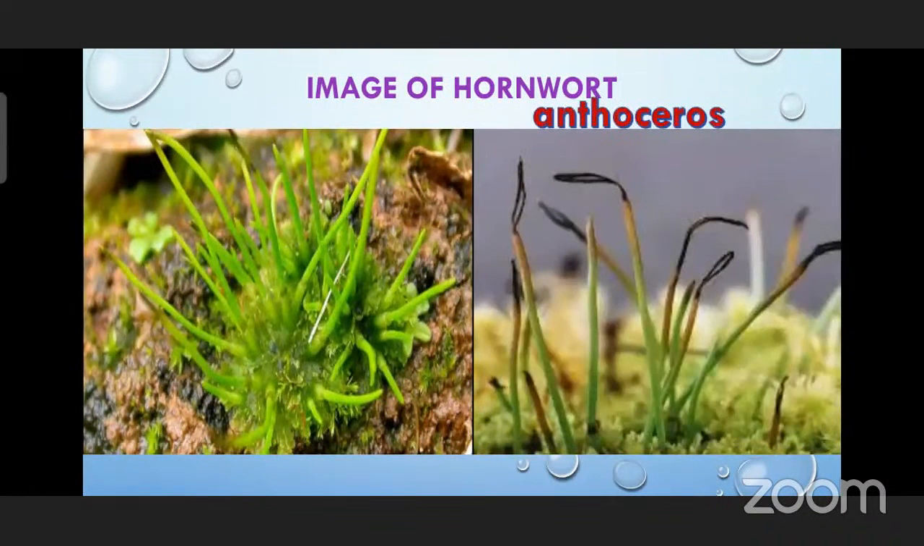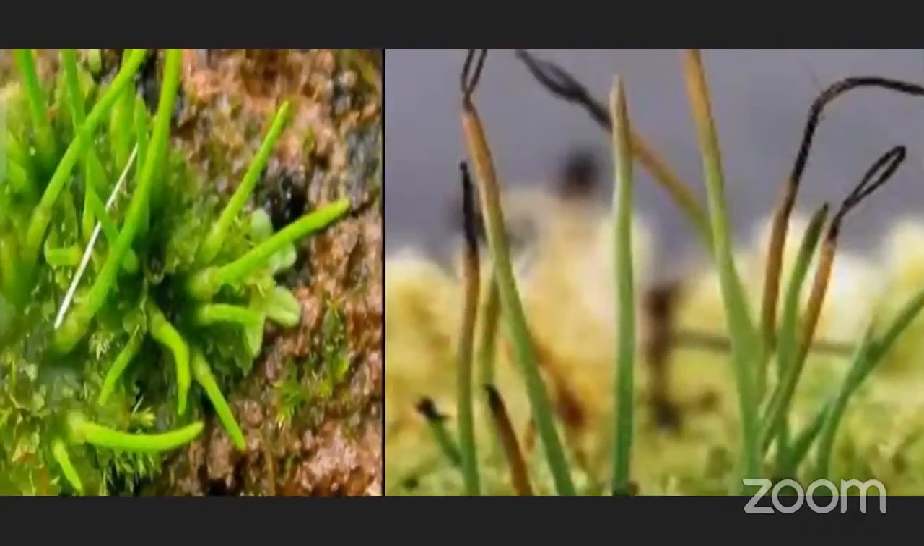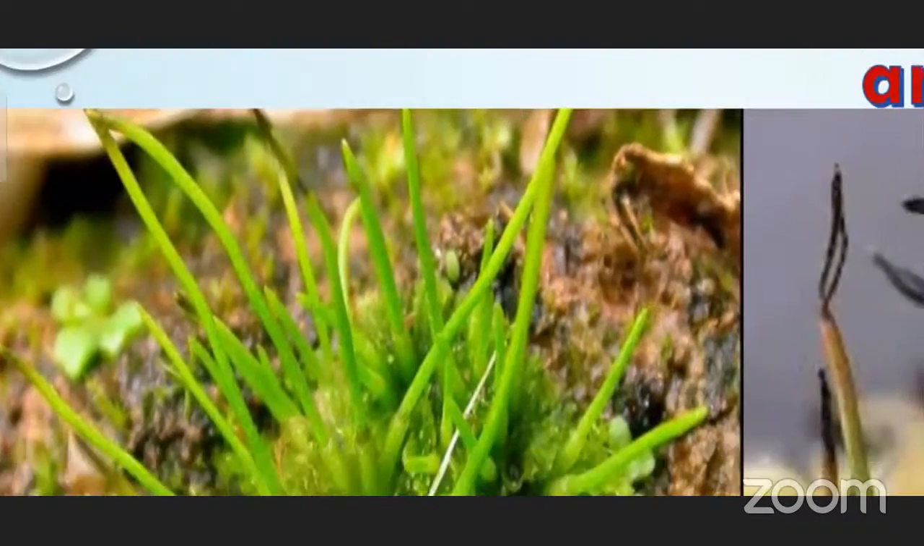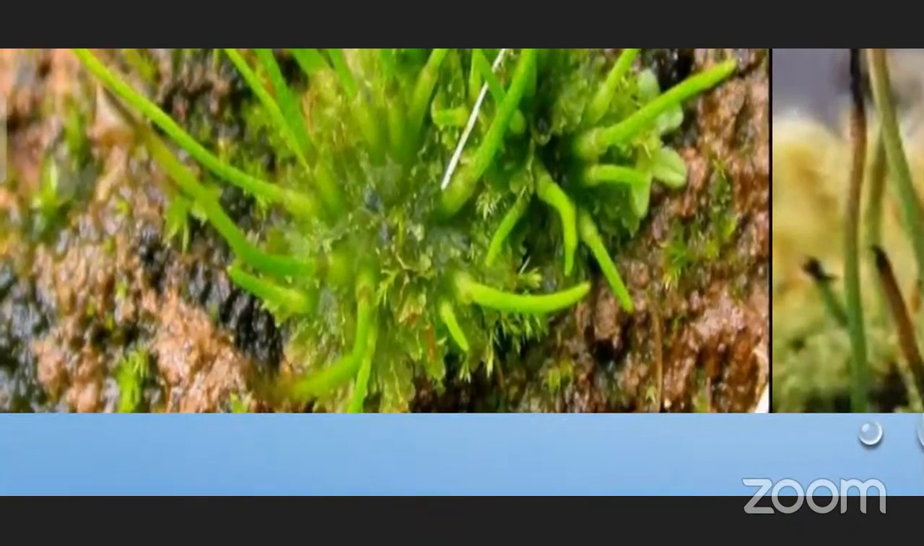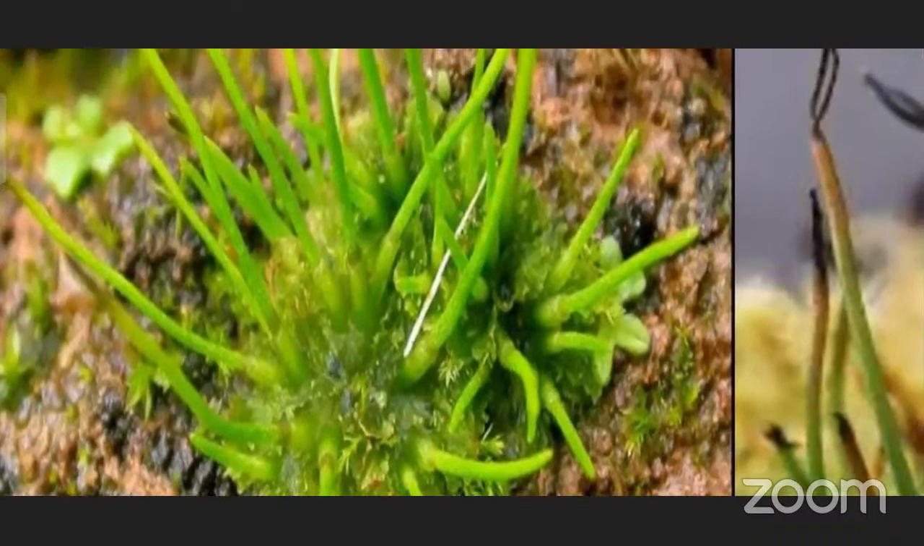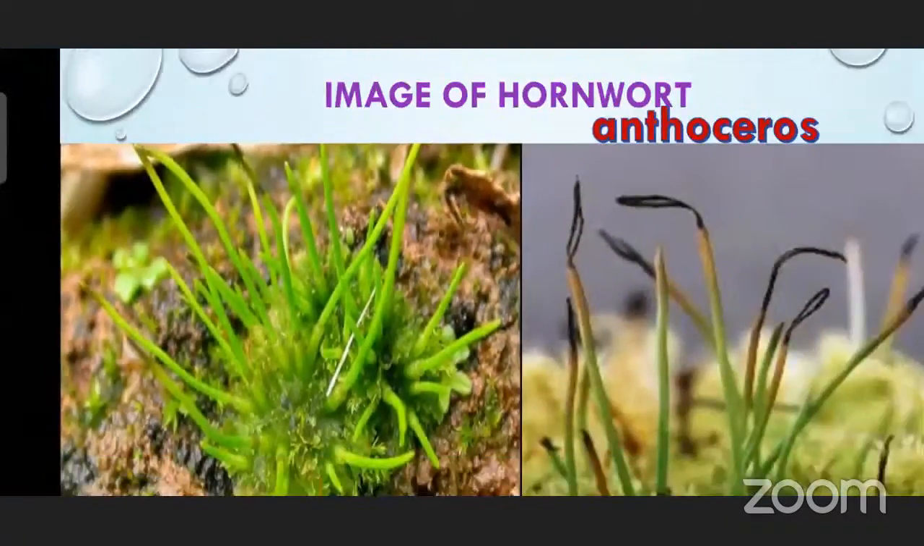Here you can see the beautiful Anthoceros picture. The sporophyte structure is clearly visible here, and down at the bottom, this is the gametophyte structure. In this gametophytic structure only, the sporophyte is going to develop. That means the sporophyte is not free living. It is depending on the gametophyte for its nourishment.